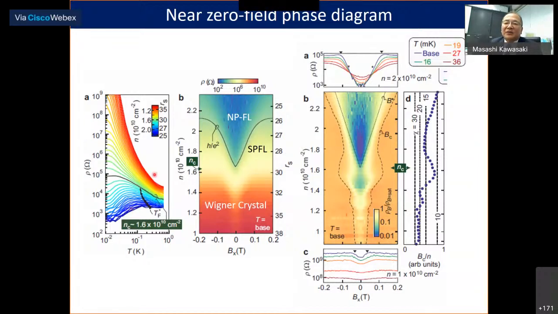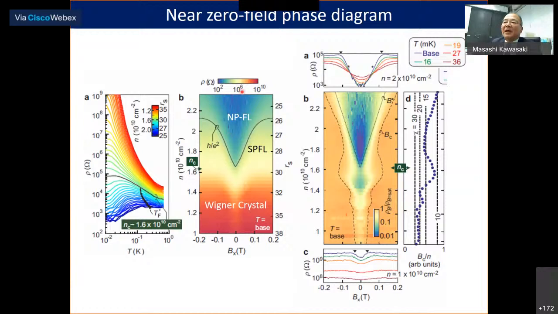As I showed you, by changing the charge carrier density, an insulator to metal transition occurs, at a critical charge carrier density of 1.6. If we map out the resistance in a two-dimensional map, one axis is the electron charge carrier density, and the other is the in-plane magnetic field, and you plot the resistance in a color code, this dotted V-shaped black line is where the resistance tends to be the quantum resistance.